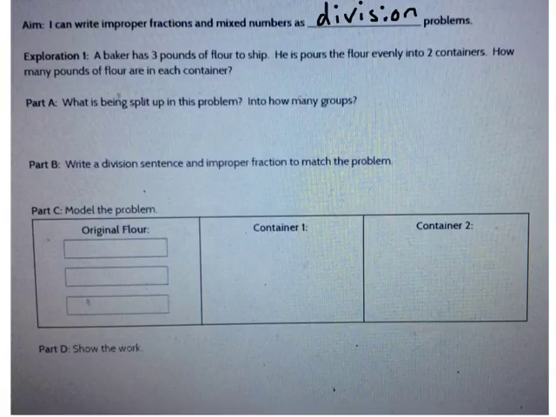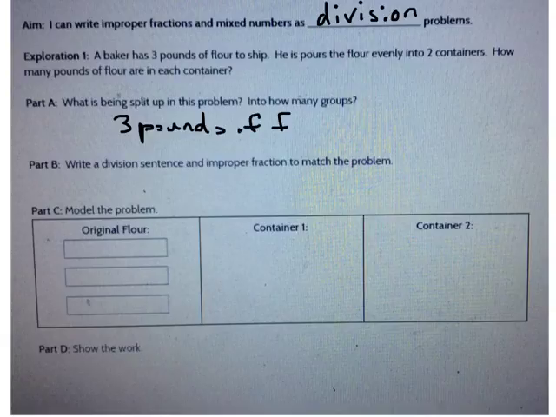Well, what's being split up in this problem? 3 pounds of flour are being split up. Into how many groups? Into 2 groups.